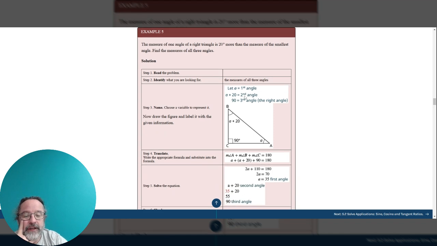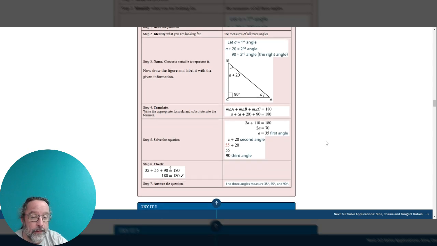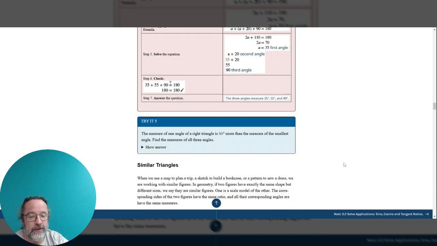So we have A plus 20 plus 90 has to equal 180. When we algebraically manipulate this, we end up with 2A plus 110 equals 180. Let's solve for A, so subtract 110 from each side. 2A equals 70. So A is 35, the first angle, which means the second angle, which is 20 more than that, is 55 degrees. And the third angle was a given at 90. Let's do the check. Do they add up to 180? They do. So huzzah.